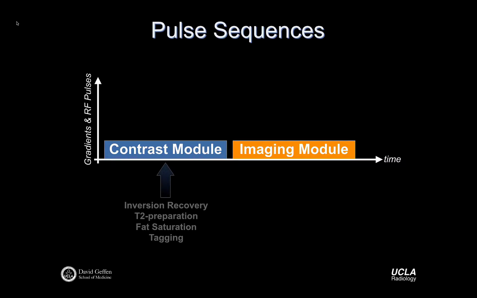There are lots of examples of these things, but for contrast modules, you've already seen inversion pulses. We won't get into the details today, but there are so-called T2 preparation pulses that emphasize T2 differences. There are pulses that will null fat, so we can get rid of fat in our images pretty well. There are other pulses called tagging pulses that are used for different applications. The idea is that there are combinations of RF pulses and gradients that we might use to manipulate the contrast, but manipulating the contrast is different from imaging, and that's what happens in the second part there.